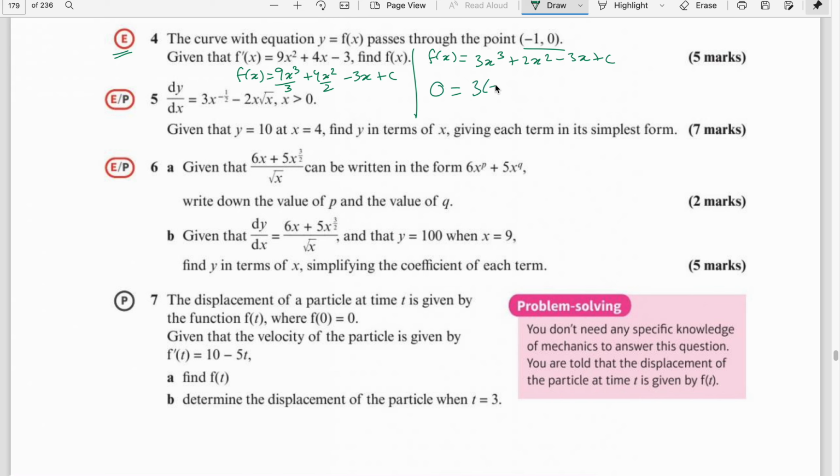So 3 into -1 cube plus 2 into -1 squared minus 3 into -1 plus c. 0 equals -3 plus 2 plus 3 plus c. So c is -2. Once done, rewrite the equation. f of x is equal to 3x cube plus 2x square minus 3x and the value of c was -2. And done.